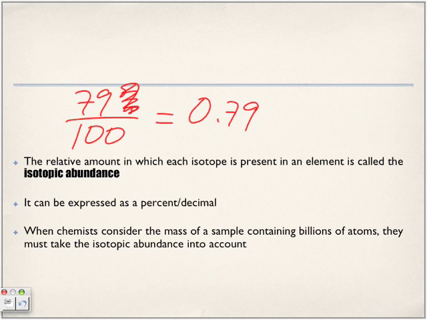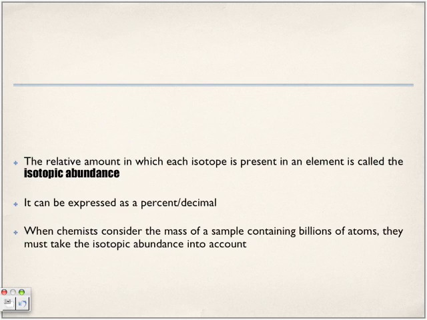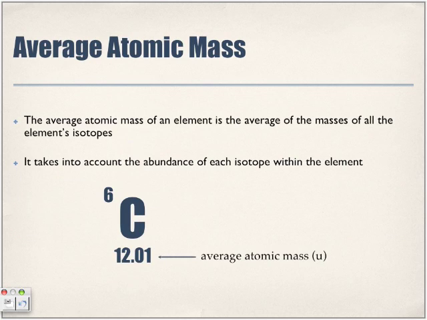So, when chemists consider the mass of a sample containing billions of atoms, they must take the isotopic abundance into account. So, average atomic mass. The average atomic mass of an element is the average of the masses of all the element's isotopes. So as we said, the magnesium that we found in the supplement or in salt water is within that same proportion. So for this example of carbon, we have 12.01 for the atomic mass, but this is an average atomic mass.